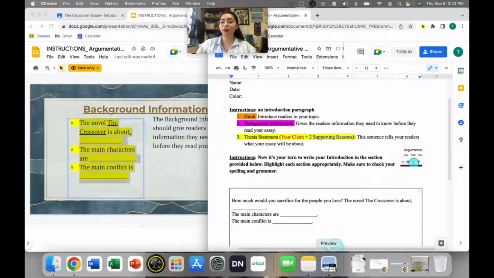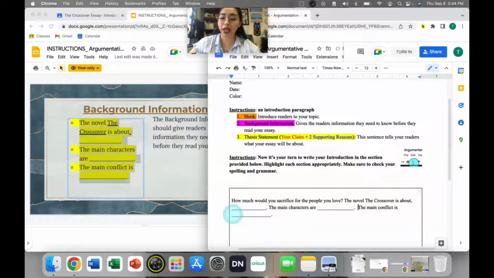Cool. The novel The Crossover is about blank. The main characters are blank. The main conflict is blank. Okay. Now, do you need to use these sentence frames? Absolutely not. No, you don't. If you want to do your background information in a different way, tight, you go for it. This is just if you're struggling to get started, you can start filling in those blanks.